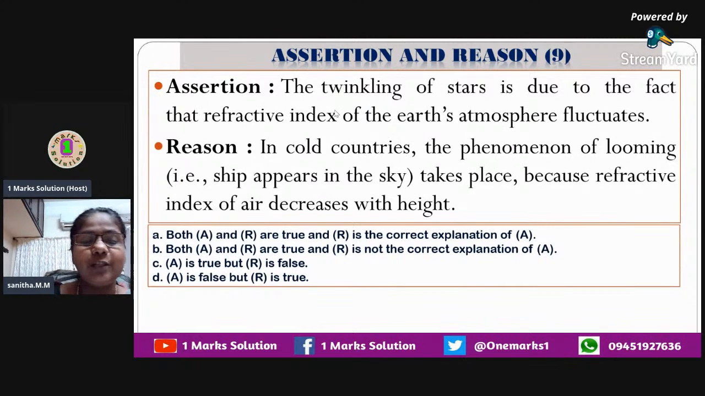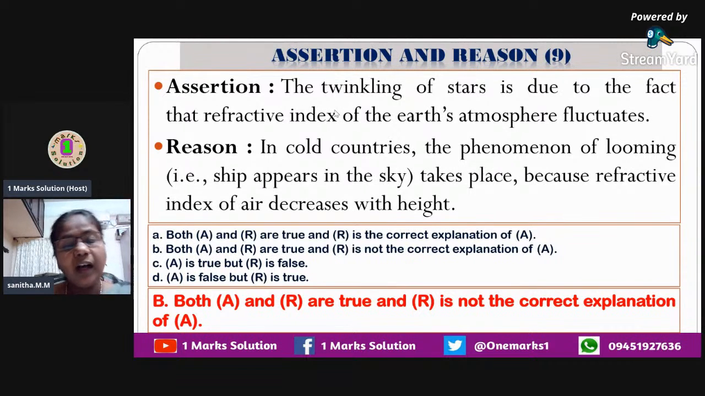An example is also given here: a ship appears in the sky. Is it possible? Only because of the illusion, right? That is looming. It takes place because the refractive index of air decreases with height. So here the assertion and reason given are both absolutely true. But can we say the twinkling of stars is due to this reason? The reason given here is looming. So here we can say the reason is not the correct explanation of the assertion.